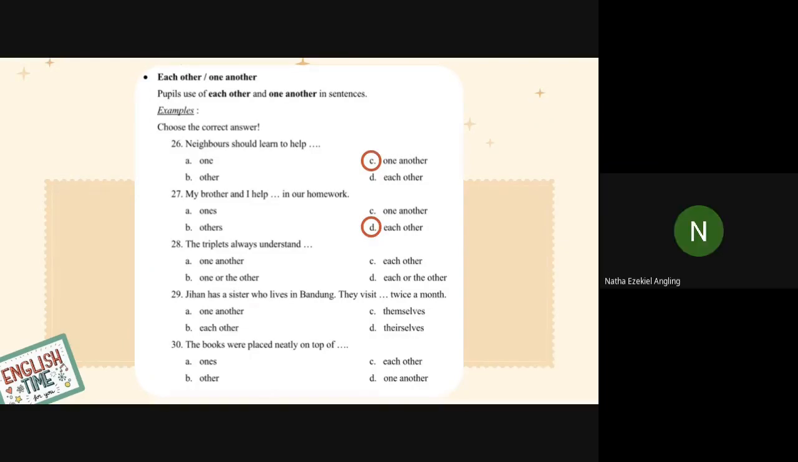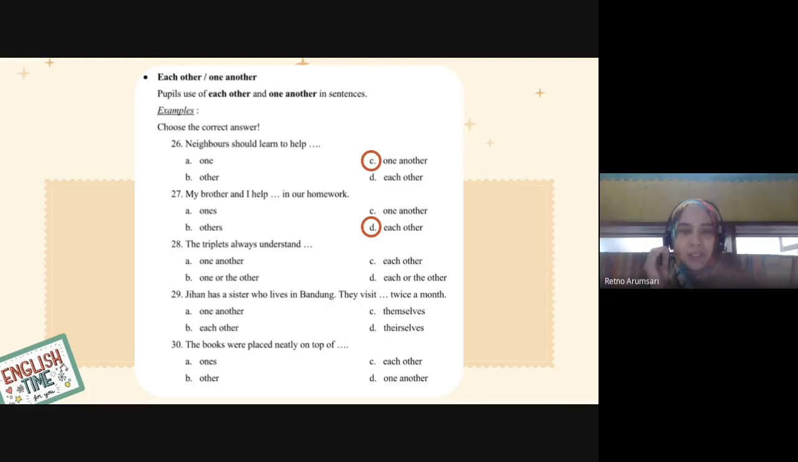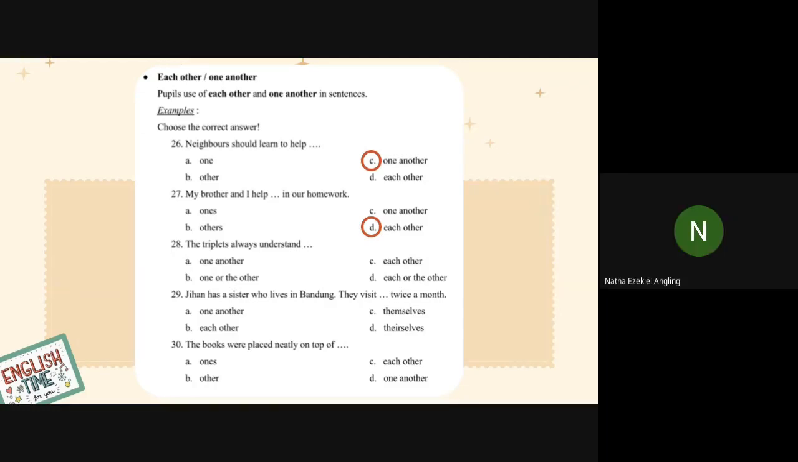Nata. Yes. Okay. Wait, number 28, dear. The triplets always understand one another. Why? How many people are there in triplets? There are three.